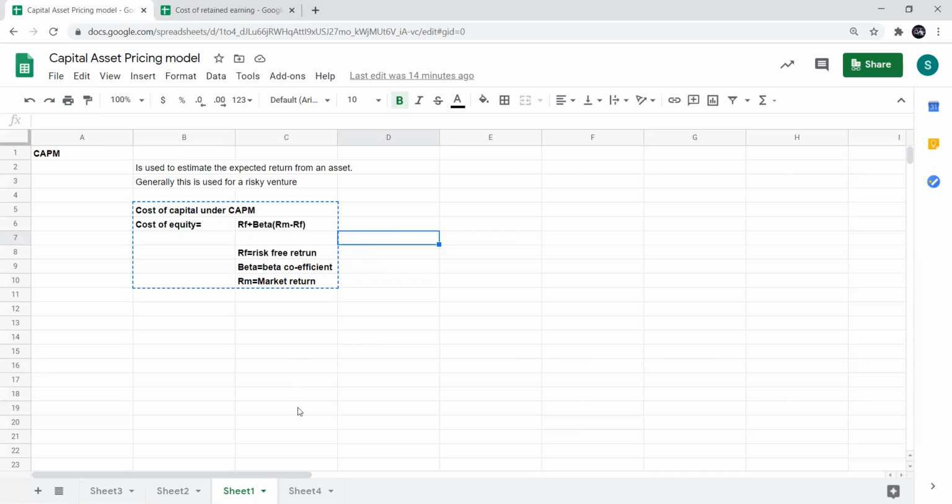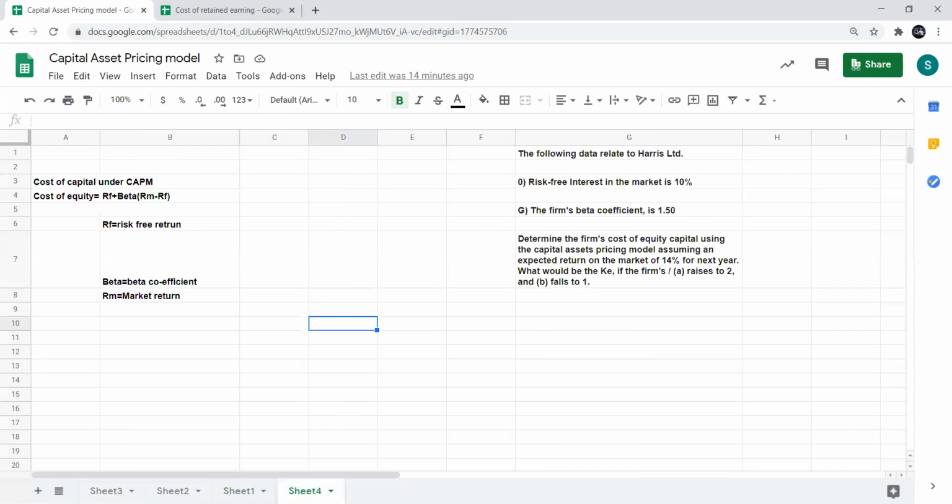Let us solve a problem for better understanding. Here I have given the problem. The following data relates to a particular company. As per this, the risk-free interest in the market is 10%. The firm's beta coefficient is 1.5, that is, the beta factor is 1.5. I have to determine the firm's cost of equity capital using the capital asset pricing model.